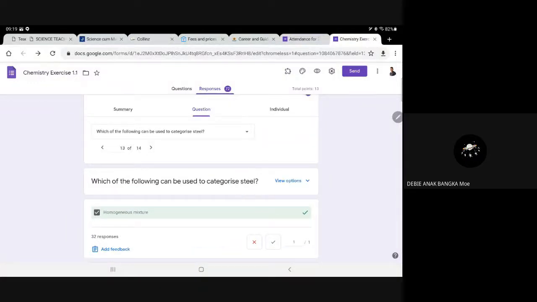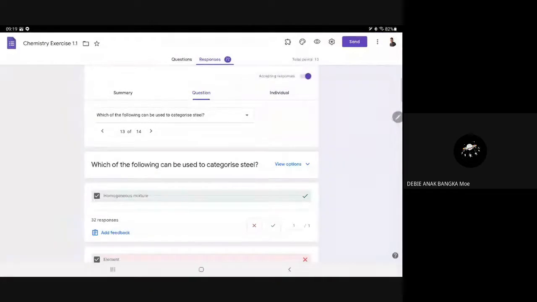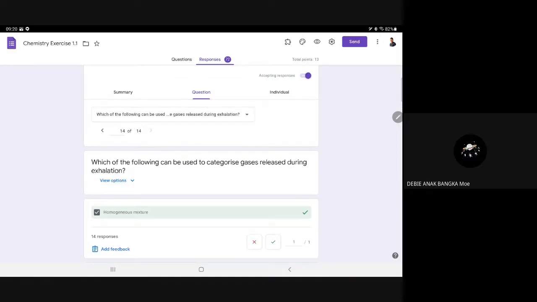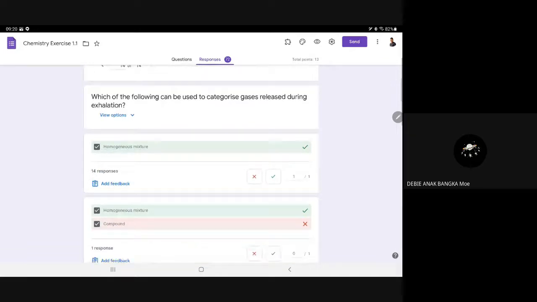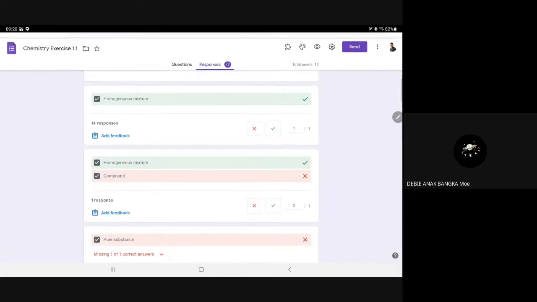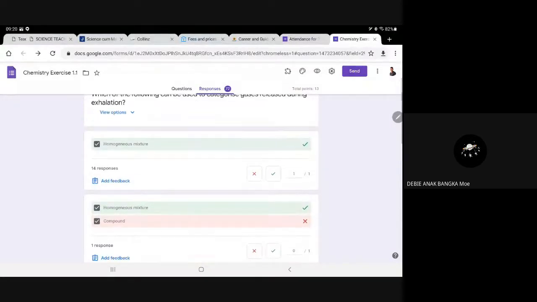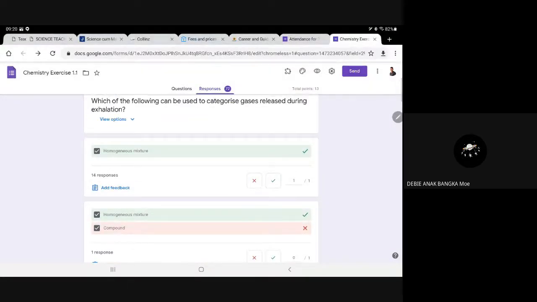Okay, and then steel. Steel in Malay is keluli. Steel is made up of iron that is mixed with carbon. Therefore, it has to be a mixture, and because we see its appearance is uniform, it is a homogeneous mixture. Okay, which of the following can be used to categorize gases released during exhalation? When you release your breath, we know it is a homogeneous mixture. Again, no need to choose compound, because if it is a mixture we don't need to choose compound or element, because often there's a lot of different things in there.